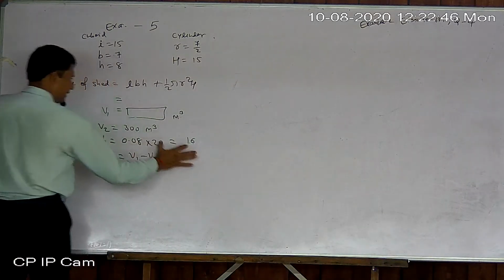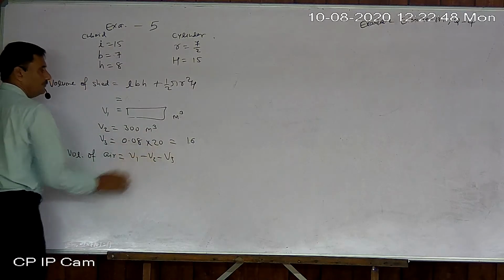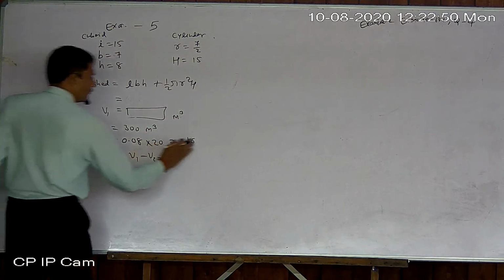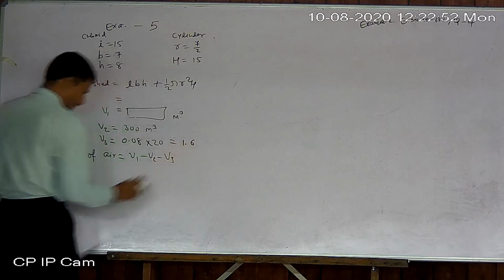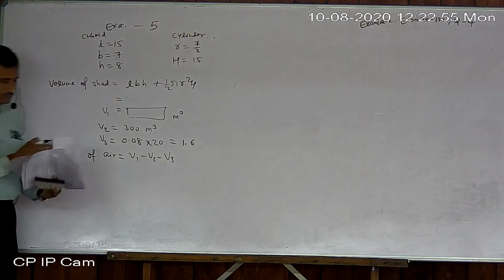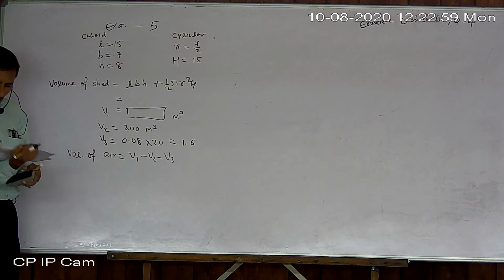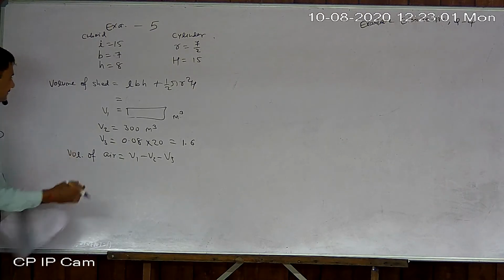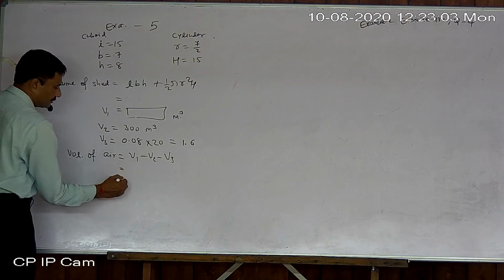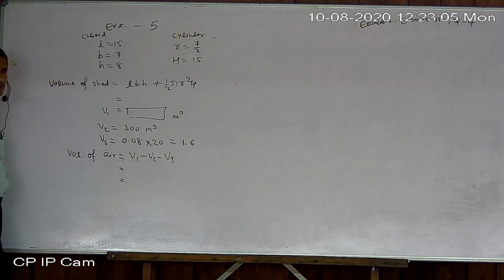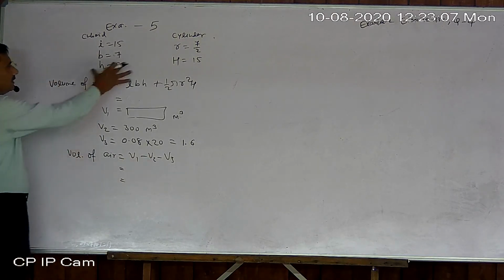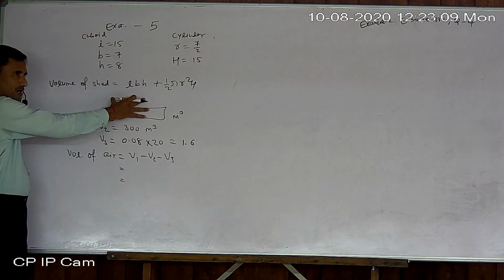Volume of machinery and volume of all workers will be 1.6. Okay, so these two numbers are subtracted from the volume of the whole shed. So this will give you the final answer. You understand? Okay, whole volume of shed.